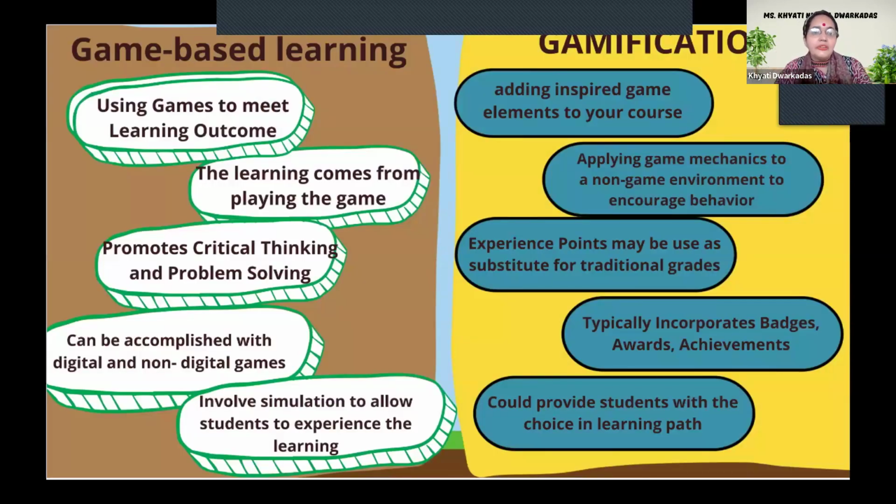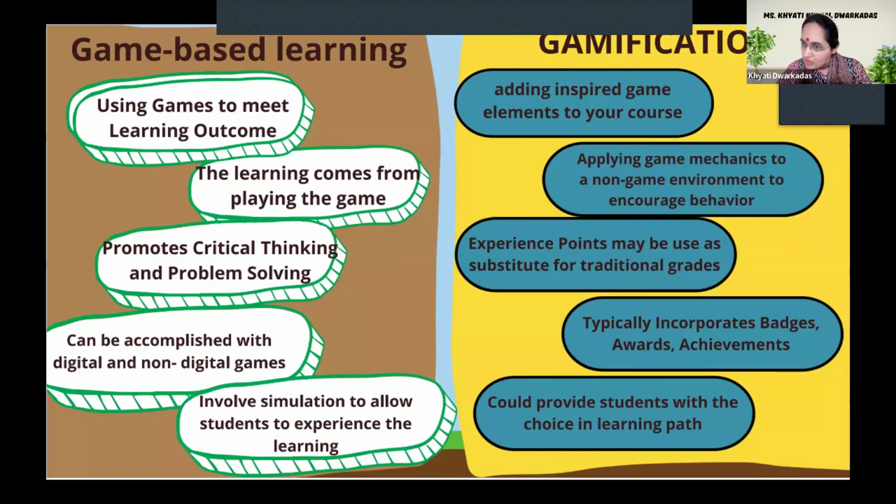Let's take a quick look. Game-based learning uses games to meet the learning outcome. The learning comes from playing the game. It promotes critical thinking and problem solving. It can be accomplished with digital and non-digital games. So sometimes you may want to take them outdoor, indoor. You may want to play a board game. It involves simulation to allow students to experience the learning.